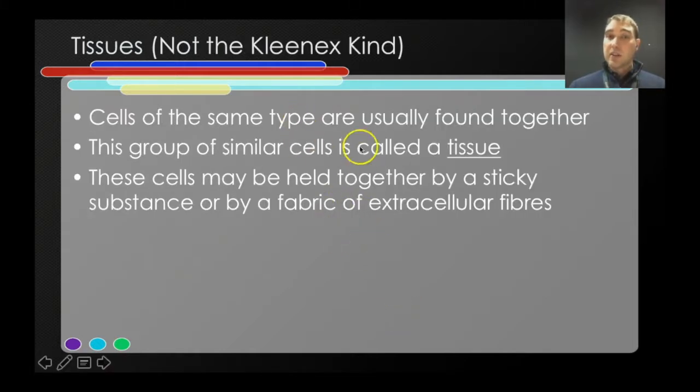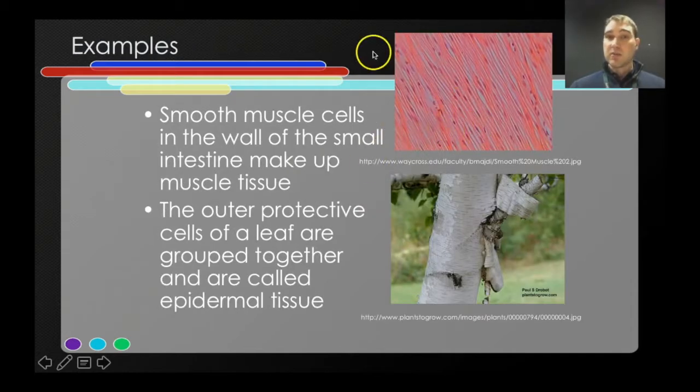Now, cells of the same type are usually found together, and when that happens, we call that group of cells that are similar a tissue. Those cells can be held together by sticky substances or by a fabric of extracellular fibers, and that's called generally connective tissue. So up here we have some examples of tissues. Here we have a whole heap of smooth muscle cells joined together to make up smooth muscle tissue, and in this case this is found in the wall of the small intestine. Down here in a plant we have the outer layers of the plant. They're made of particular types of cells, and we group that together into what we call epidermal tissue. So epidermal cells join together to make epidermal tissue.